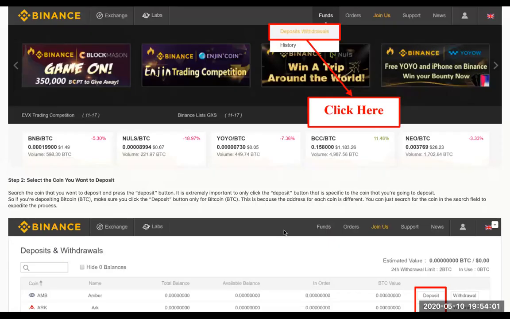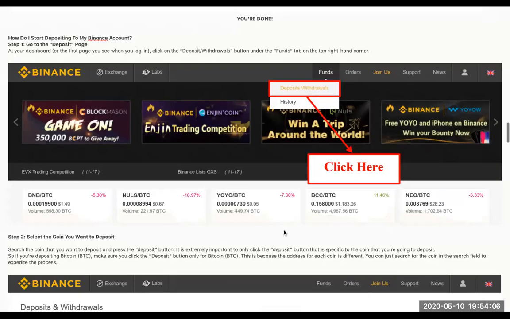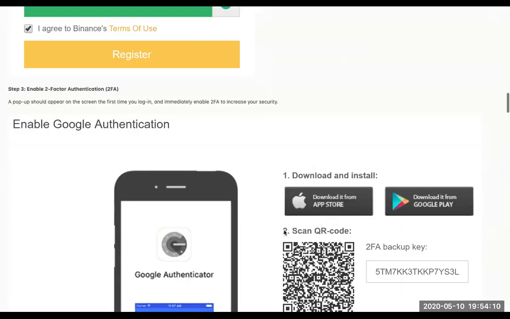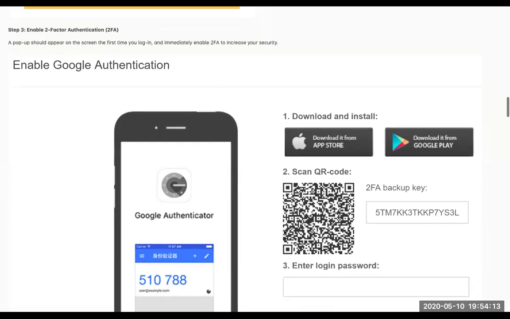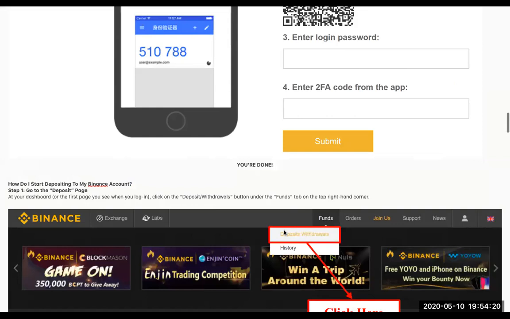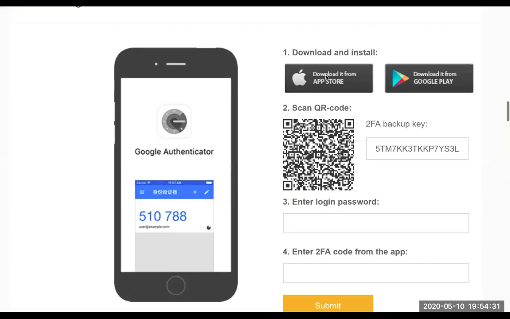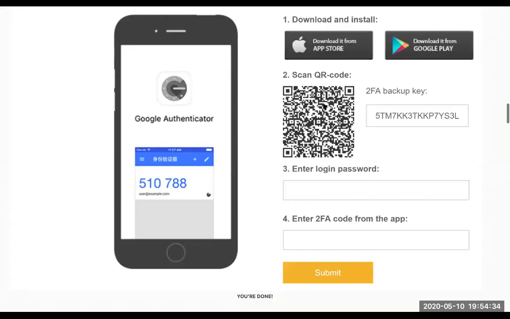Okay, so we were on step 3: you have to enable two-factor authentication for your Binance account or any trading account. After downloading the two-factor authentication app from your Google Play Store, or from your Apple Store if you're using Apple, this is the QR code that you will scan.